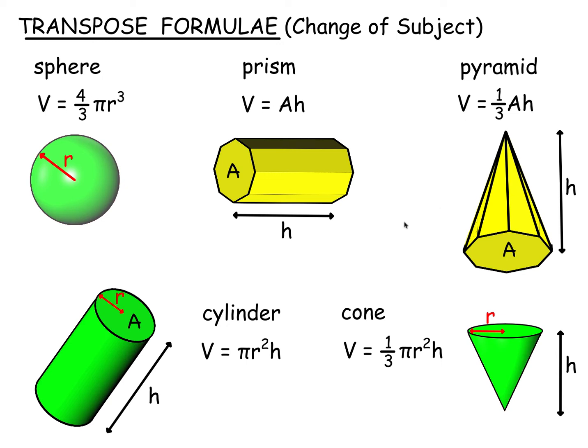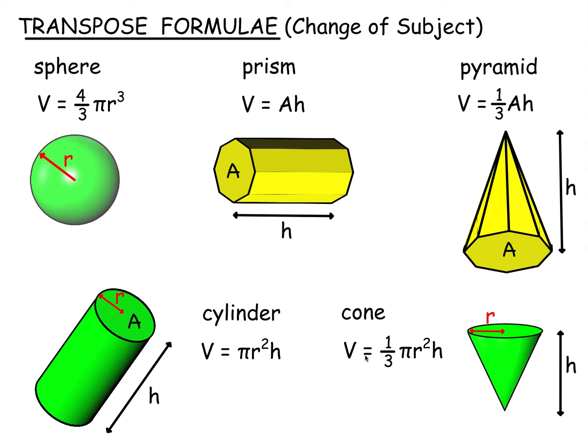So we say volume is the subject of the formula because the formula is telling you how to work out the volume. If you want to turn these formulae around to, say, work out the radius or the height, then that's a change of subject of the formula. We're transposing the formula, turning them around.